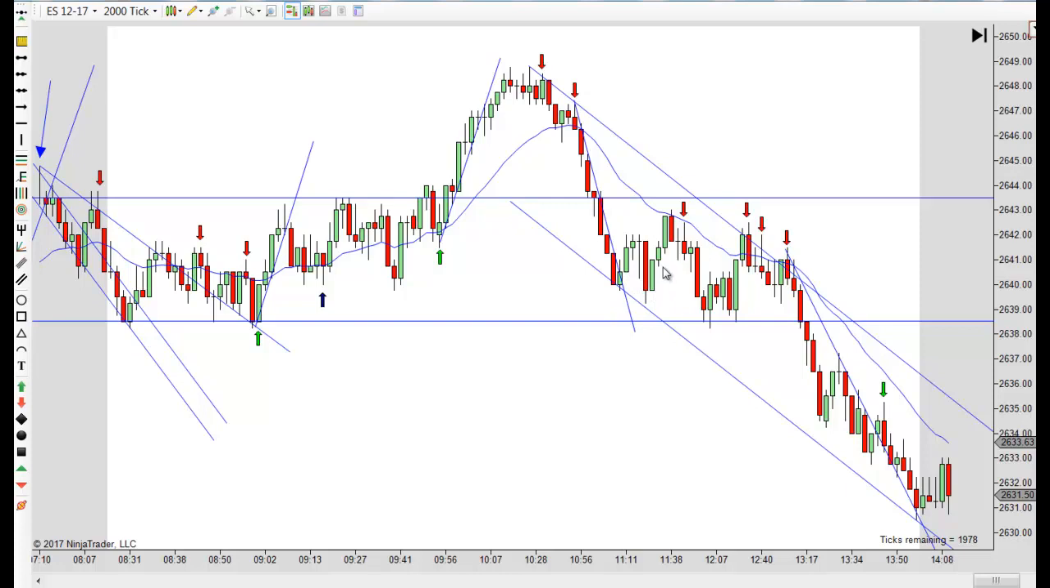And then, of course, we get back in the range here. But notice what's happening here. Even though we bounced down here, I don't really see a good opportunity to get long here, especially when you're working down and you still have this trend line. We come back to it.